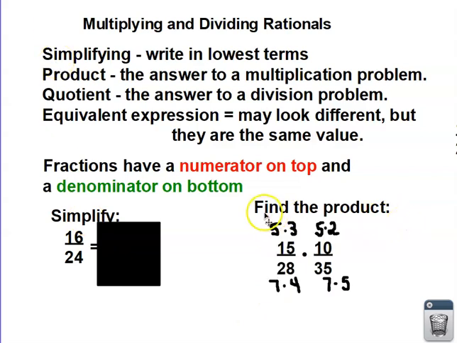This may be what you broke each one of these into. 15 is 5 times 3, 10 is 5 times 2, 28 is 7 times 4, and 35 is 7 times 5. So now it's time to cancel common factors. When you cancel, or divide, you can divide common factors up and down or diagonally, not horizontally.